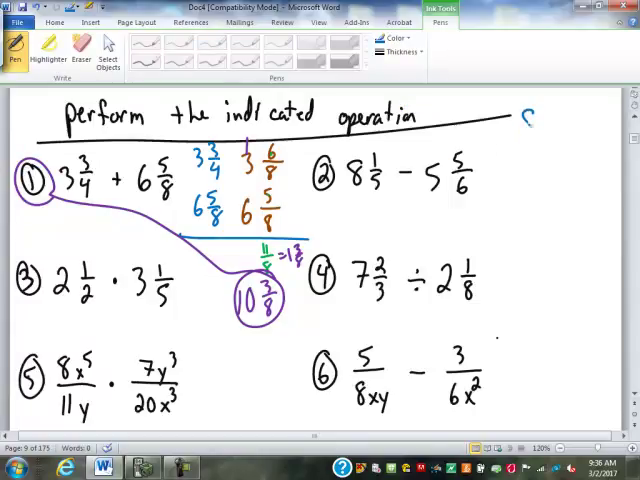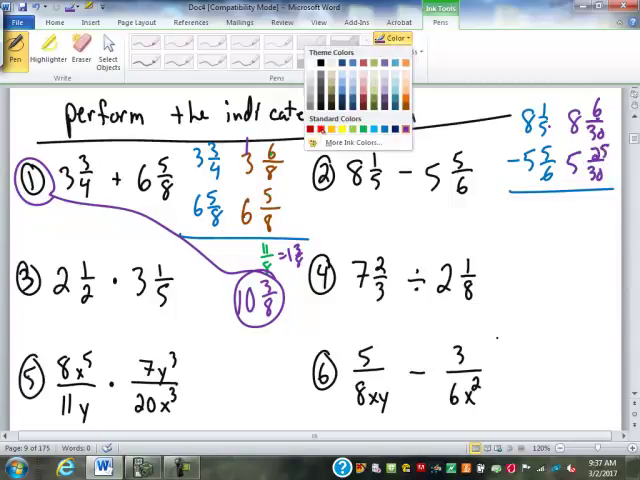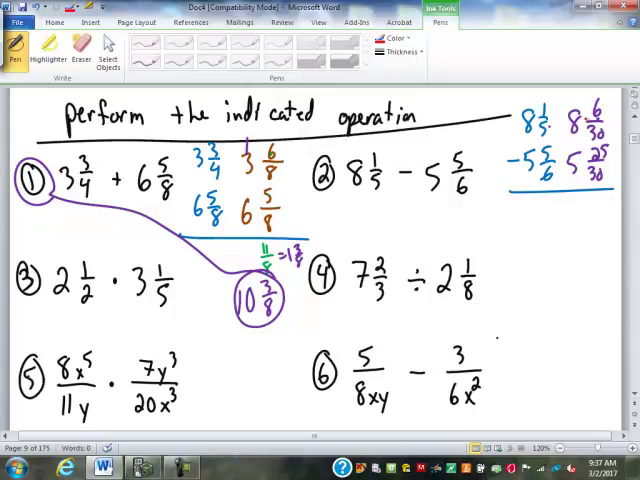Now here, 8 1/5 minus the 5 5/6. We need a common denominator again, which is going to be what? 30. Good. What's this going to become? 6. Good. 5 times 6 to make 30. 1 times 6 is 6. What'll this be? 25. Now we have to borrow because we can't do 6/30 minus 25/30. So this is going to be 7. What's this become?